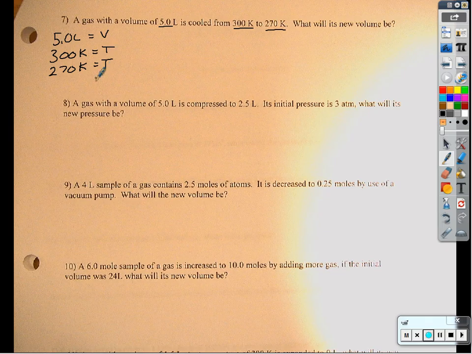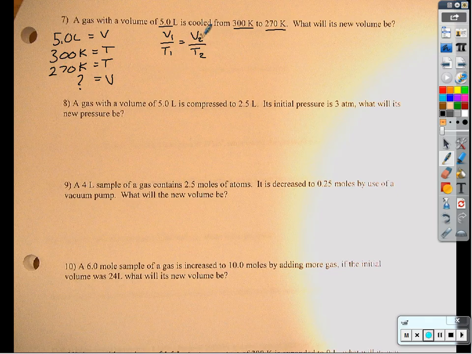We have 2 T's and a V. We must be missing another V. These are T's and V's. Temperatures and volumes are Charles' law. So we know it's V1 over T1 equals V2 over T2. These are the ingredients we have. This is the equation they fit.